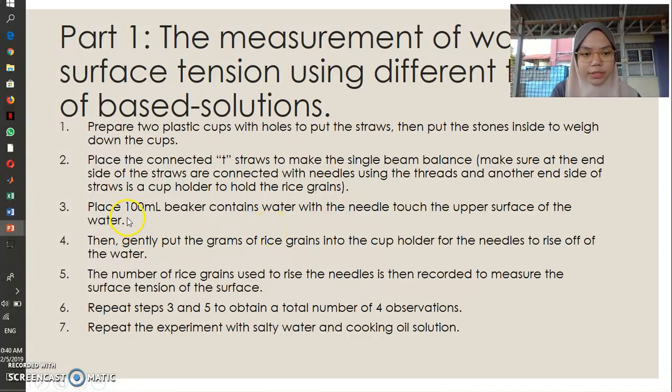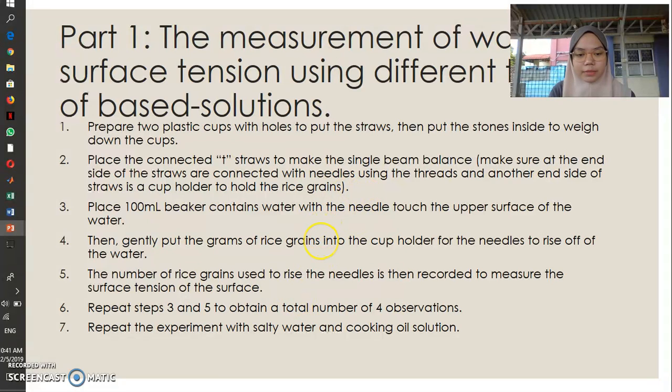Step 3, place a 100 ml beaker that contains water, with the needle touching the upper surface of the water. Next, we put grams of rice grains into the cup holder for the needle to rise off the water. Step 5, the number of rice grains used to raise the needle is then used to measure the surface tension. Steps 3 and 5 are repeated to obtain a total of 4 observations.